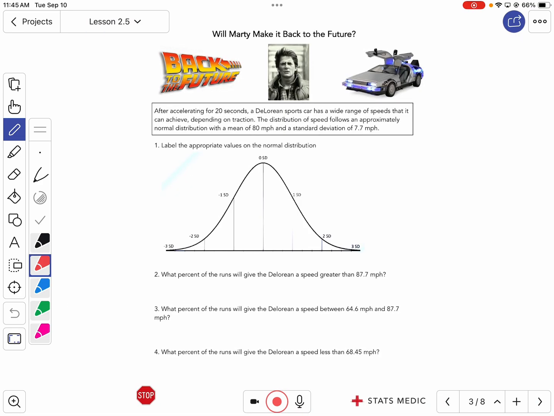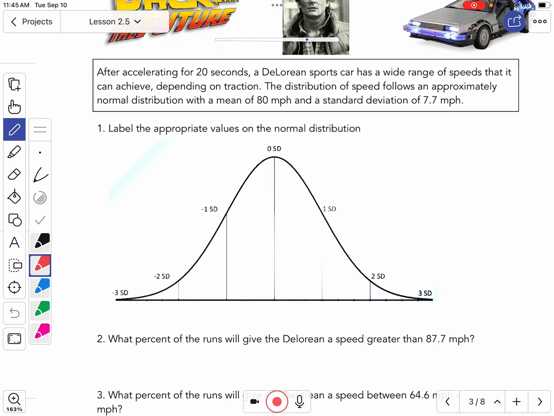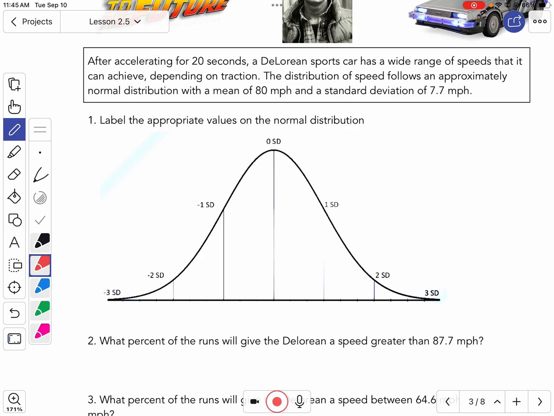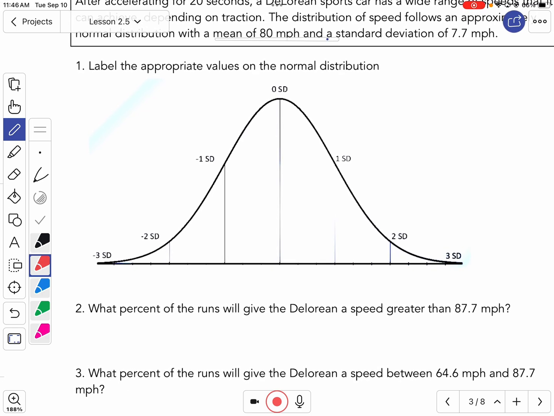And so if you look at that, we're still talking about Marty and Back to the Future. It says, after accelerating for 20 seconds, the DeLorean sports car has a wide range of speeds that it can achieve depending on its traction. The distribution of speed follows an approximately normal distribution with a mean of 80 and a standard deviation of 7.7. So I would put that 80 in the middle, and we're going to let our applet do the rest for us.